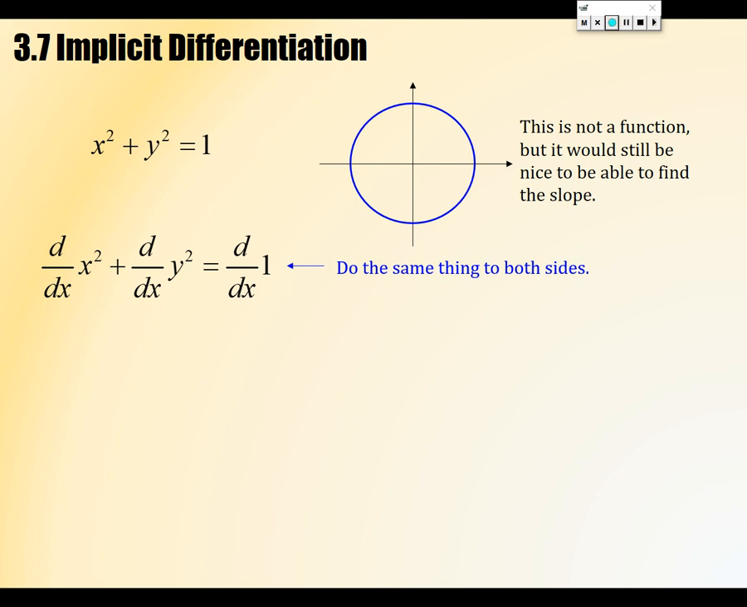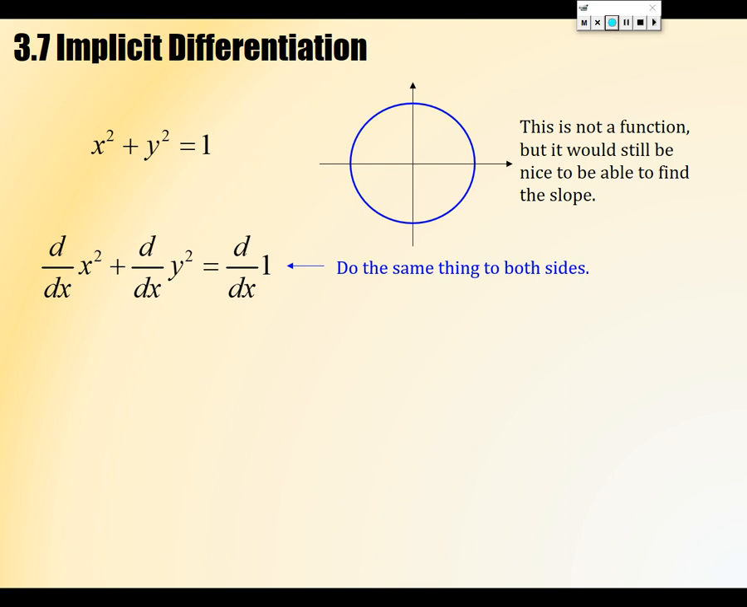So I can take the derivative of everything in this equation on both sides. I'm just choosing whatever variable I want to take the derivative with respect to. In this case, we usually like to think of x as being the independent variable, so we'll be taking all the derivatives here with respect to x. And most of these are things you know and love, like dx of x squared. What's the derivative of x squared with respect to x? 2x. What's the derivative of 1 with respect to x? 0. The only one that's a little weird is this one right here, dx of y squared. So what is the derivative of y squared with respect to x?